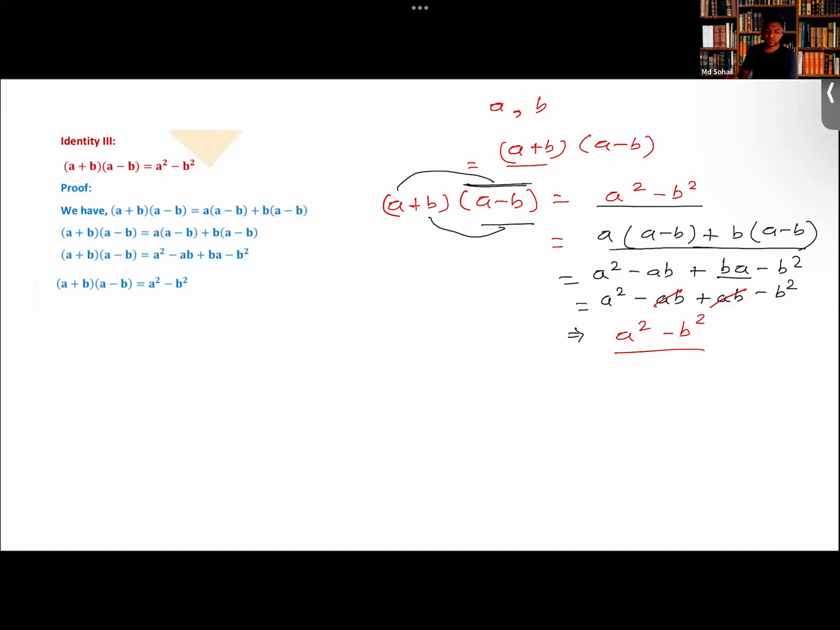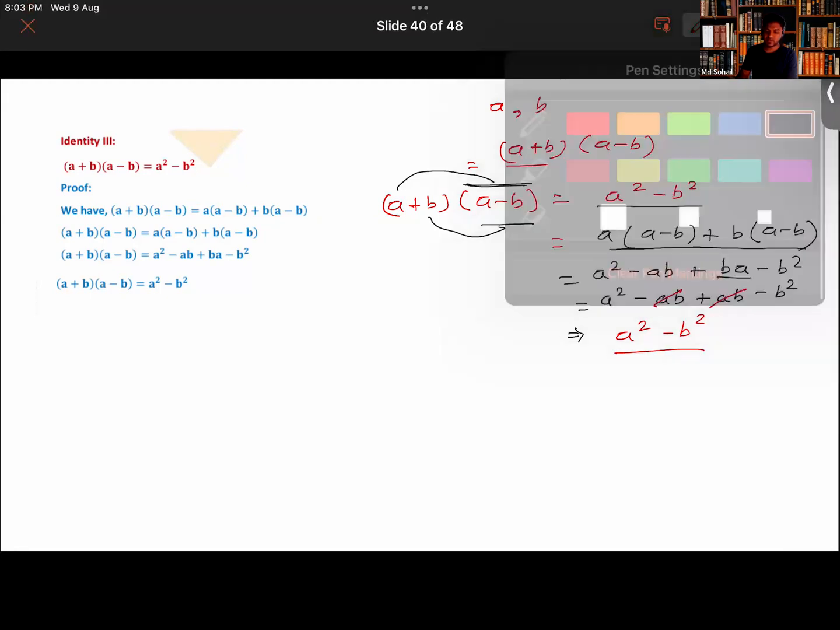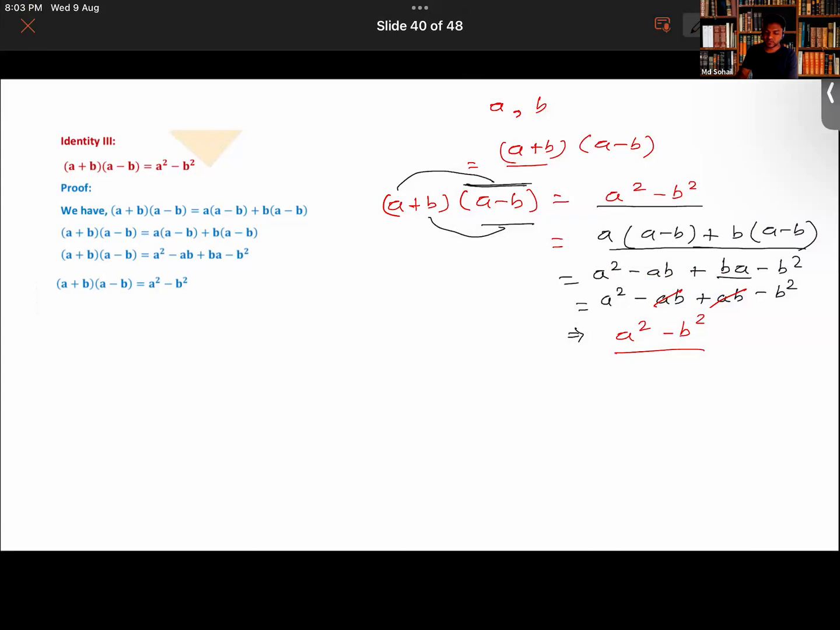Let's again take some constant values here. Let's take a to be 3 and b to be 9. So a plus b into a minus b equals a square minus b square. A plus b here is 12, and a minus b is equal to minus 6, that is 3 minus 9.